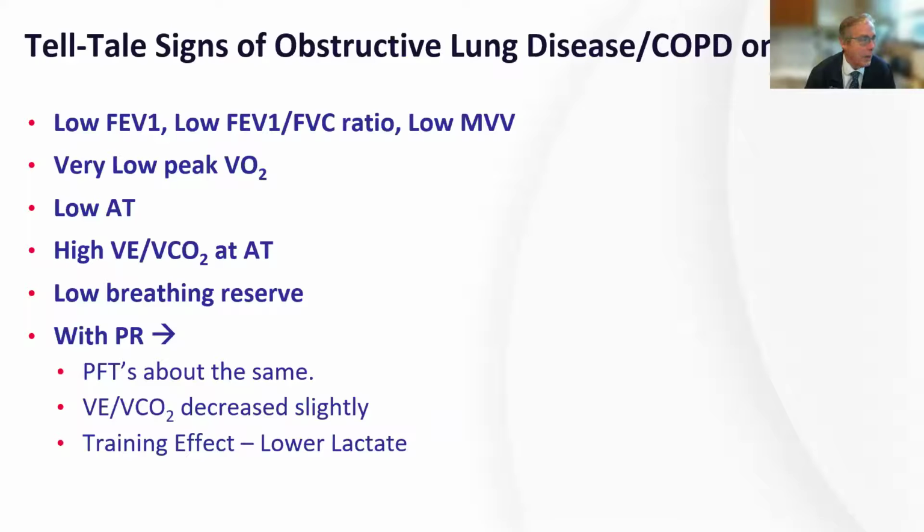So I don't restrain myself from looking at any data that comes in before the test, but you're going to see usually a very low peak oxygen uptake, frequently a low AT, high ventilatory equivalents, and low breathing reserve, which is very important. And that things like pulmonary rehabilitation, which I'm a strong advocate of, do actually improve their ability to do things, even though it doesn't change the PFTs.